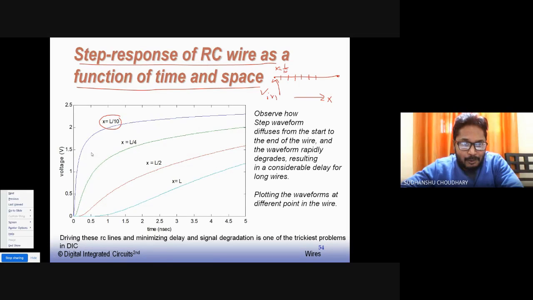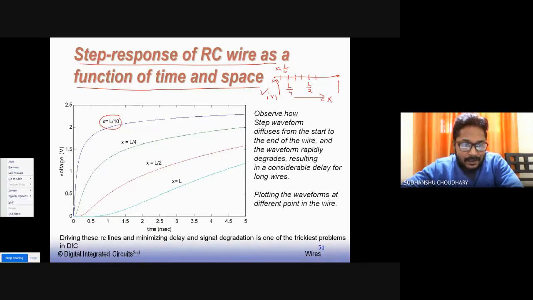At X equal to L by 10, you observe a good signal, whatever you apply at the input, depending on the length L. When you move further, to L by 4 and then L by 2, you will find that the signal deteriorates, distorts, or attenuates. At L by 2 it distorts further, and finally at the end, X is equal to L, it distorts further still.